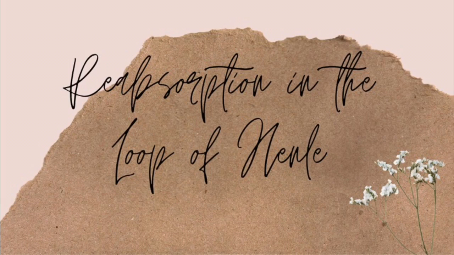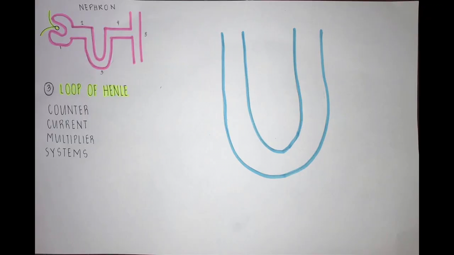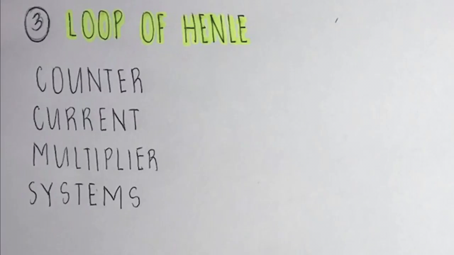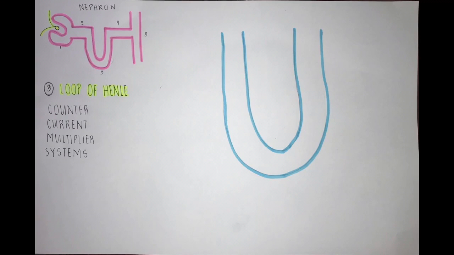Hello everyone, I am Patrice Jane Hudaya, and I'm going to discuss the loop of Henle and its two sections, which are the descending and ascending sections. The loop of Henle is known as a counter-current multiplier system. With the counter-current multiplier system, this means two things.